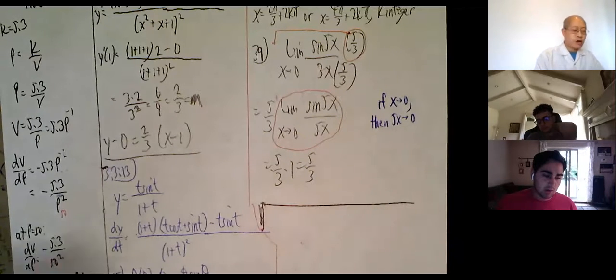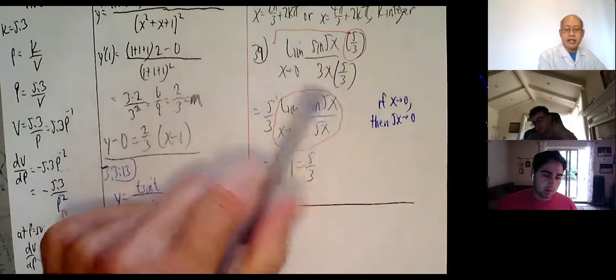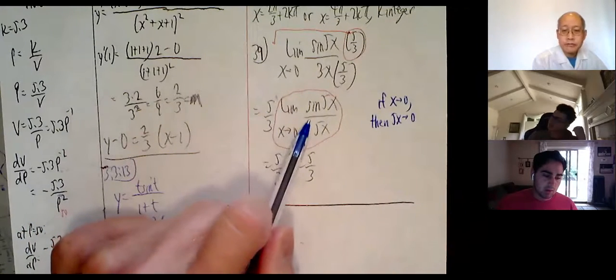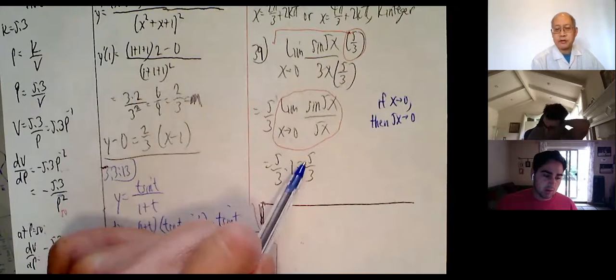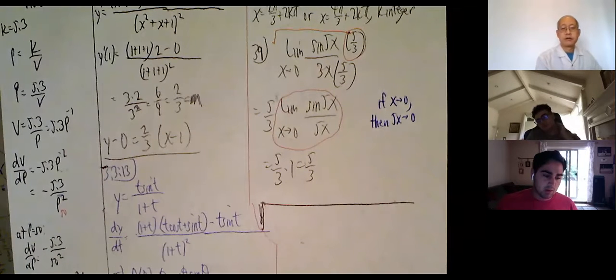All right, so in other words, the whole idea is that, yes, I can now replace this whole thing with 1. So I have 5/3 times 1, which is 5/3. Okay, so that's that. All right, and that's as much as I was going to do today.